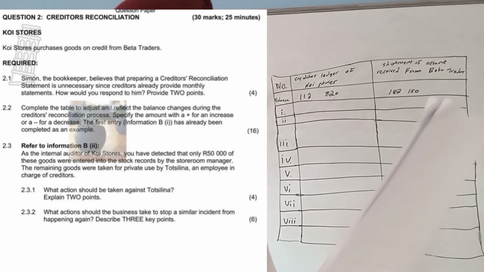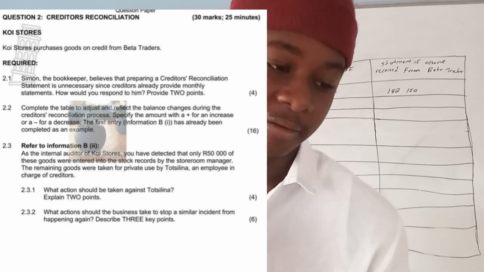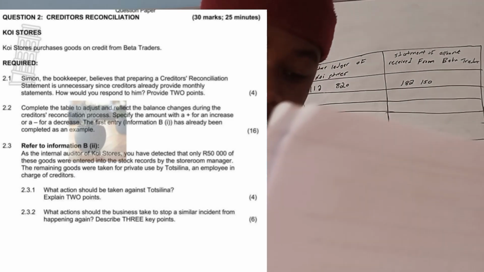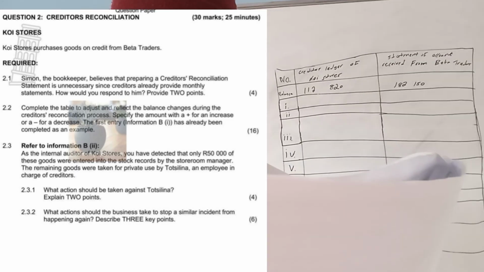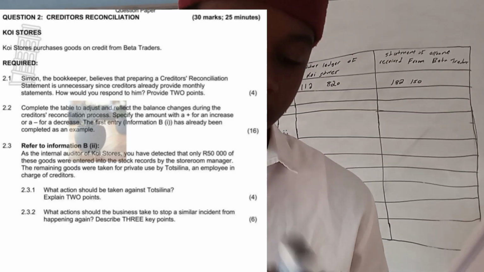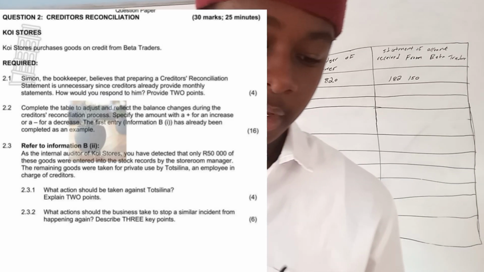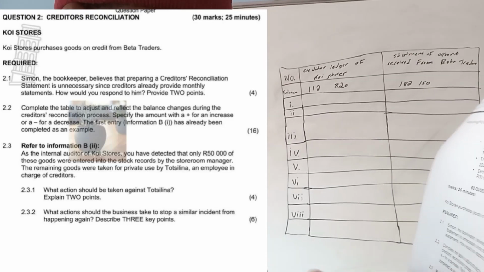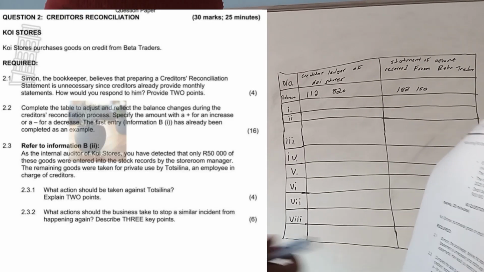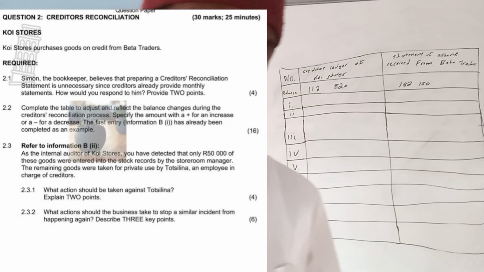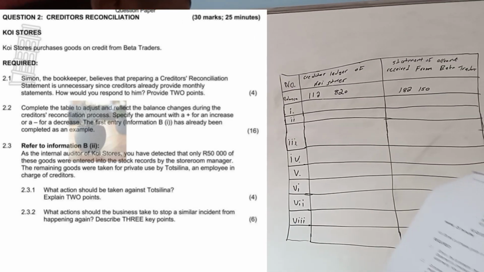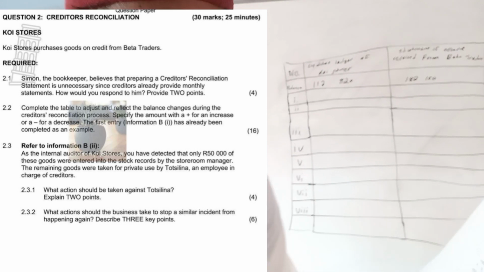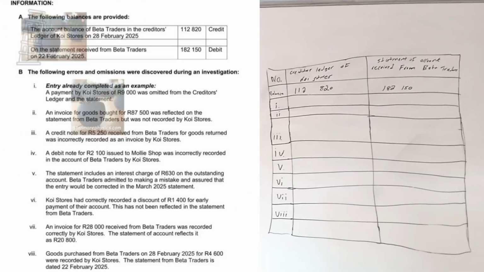So 2.2, complete the table to adjust and reflect the balance changes during the creditors reconciliation process. Specify the amounts with a plus for an increase or minus for a decrease. And then the first entry, information B, has already been completed as an example. You see the balances are already completed. They wrote the balances for us. So let's go to Roman numeral 1.